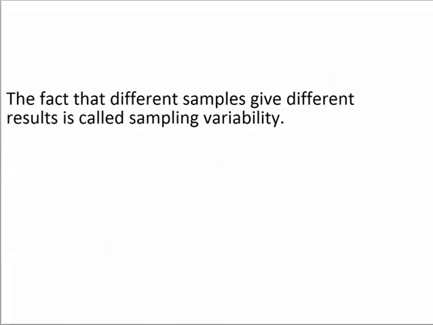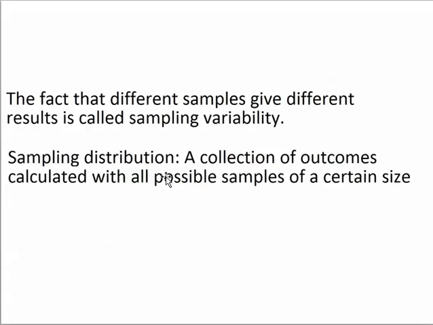First, we need to talk about the idea of sampling variability. Sampling variability is just the fact that different samples give different results. We've already seen sampling variability in the first part of this video because we saw that when you take different samples from a population, the sample mean doesn't always come out to the same number. It changes from one sample to the next.